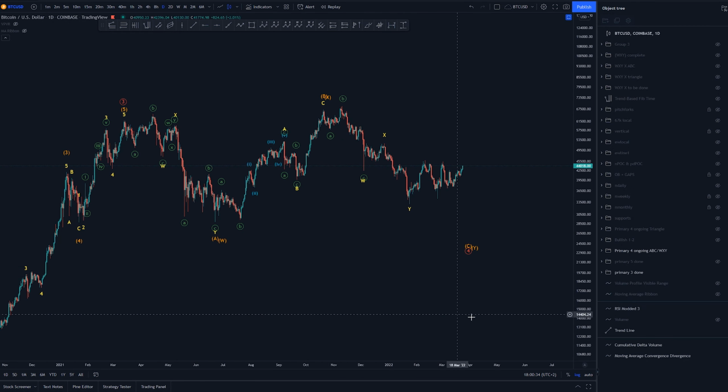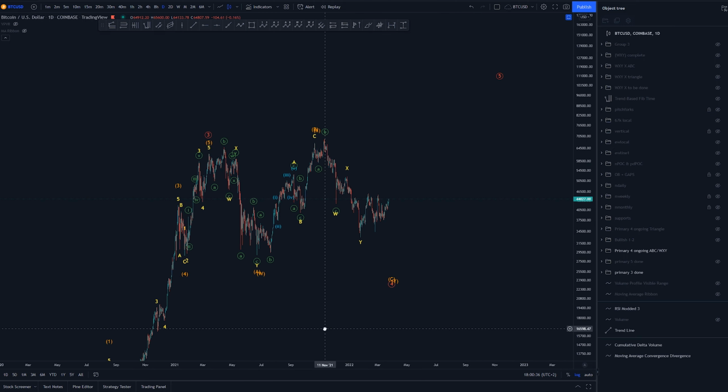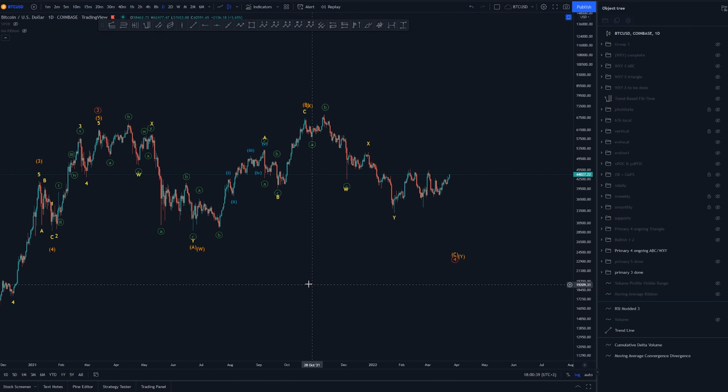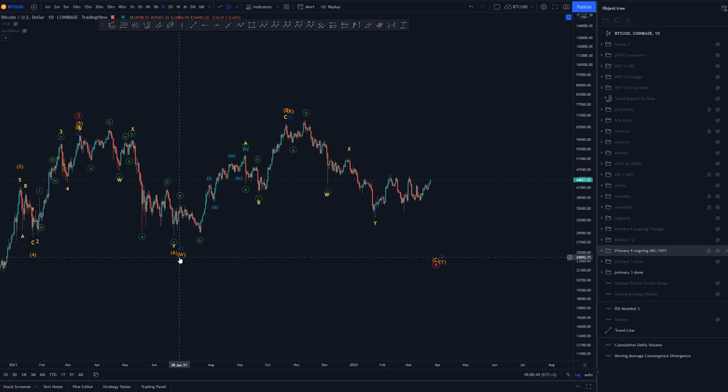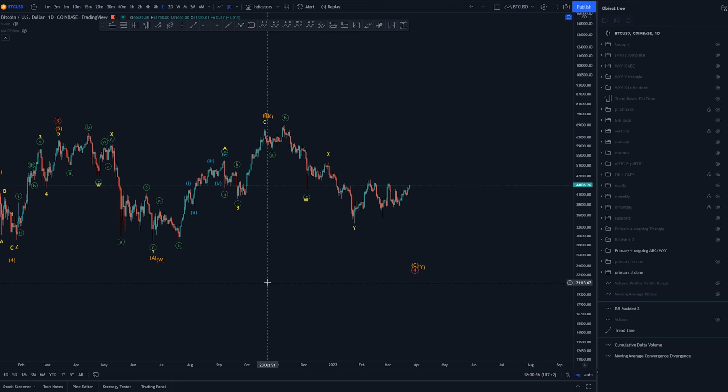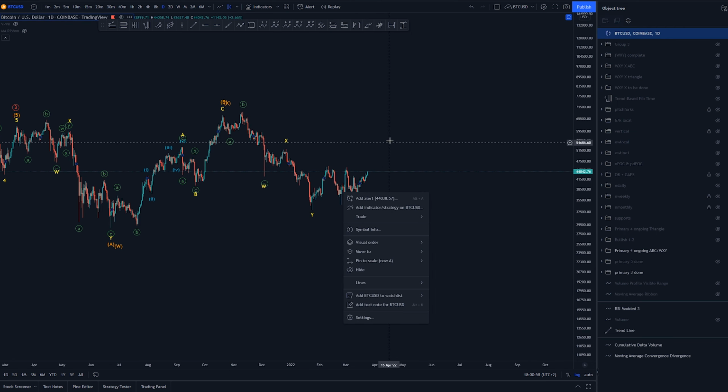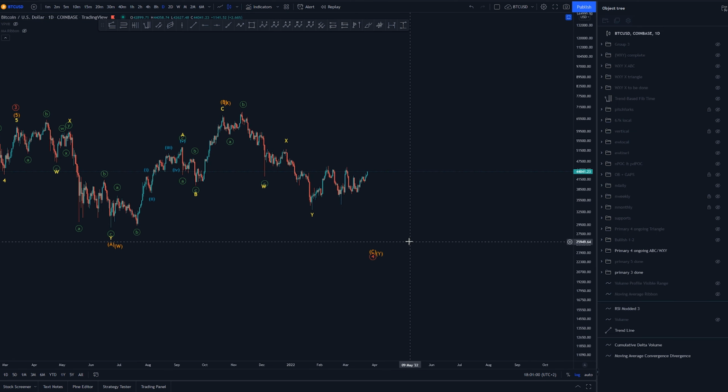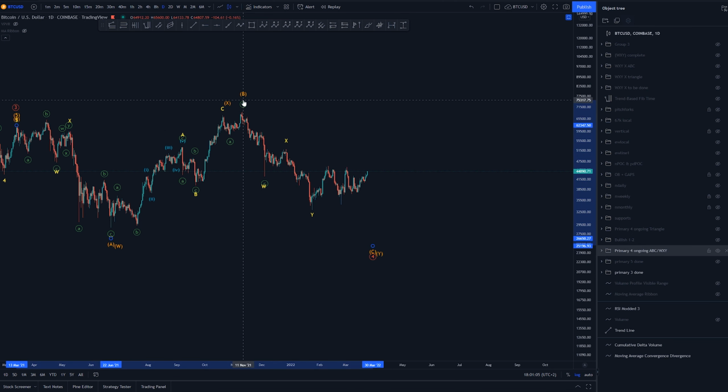So primary 4 ongoing, and here we had topped here on the primary 3, then WXY down here with A or W waves. Now I added this W as a possibility as well here. It's one of these, not sure which one. We'll see how this last one behaves, but for now, if this is a B, the B would be here.